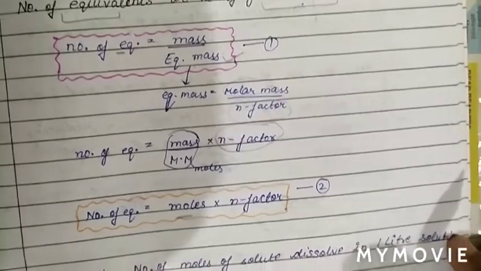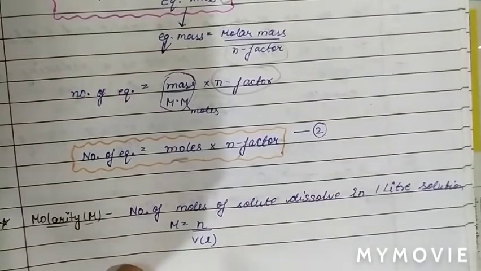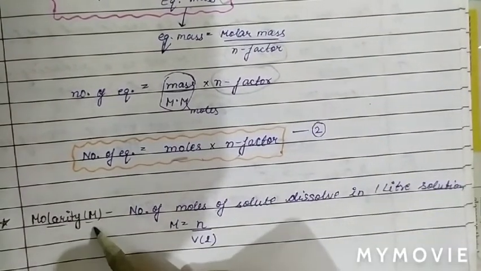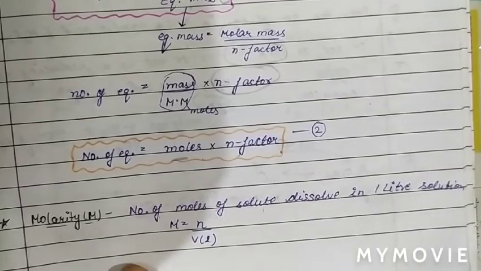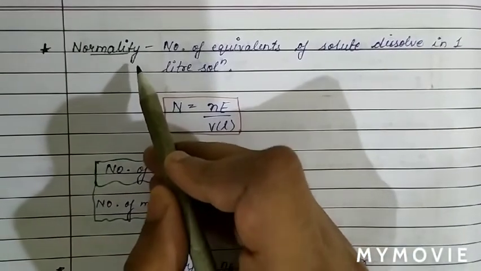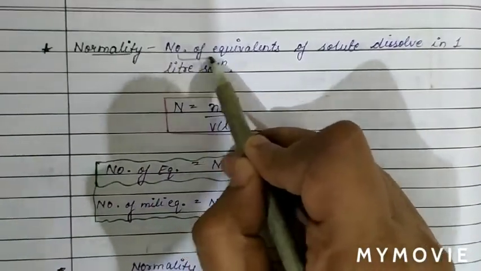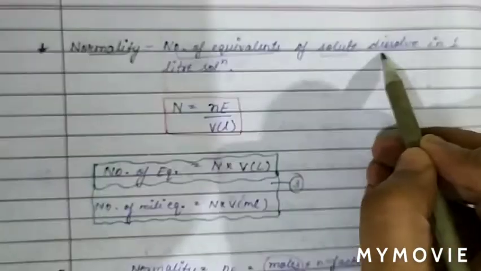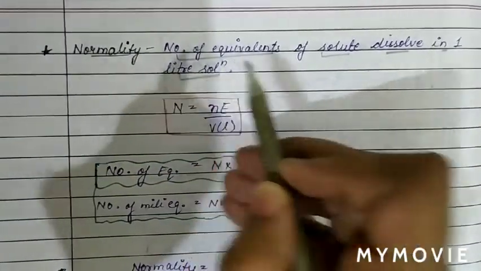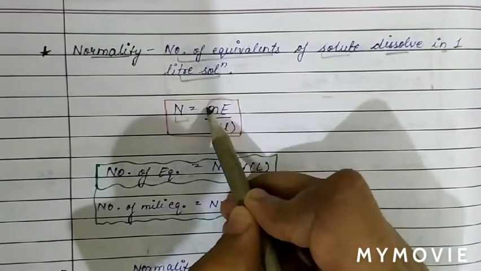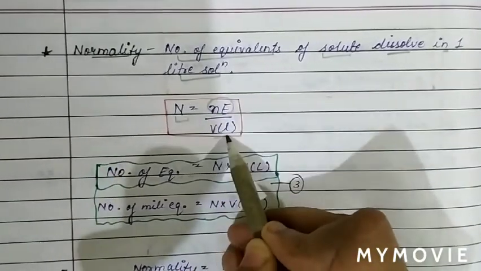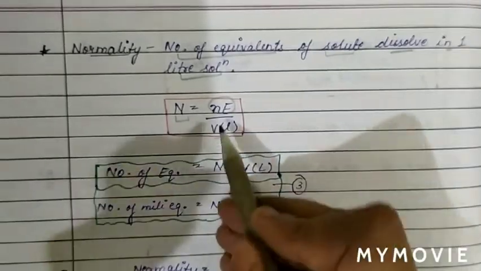See the next definition. Molarity we have already discussed. As we know, molarity is number of moles of a solute dissolved in 1 liter of solution. So normality is basically the number of equivalents of a solute dissolved in 1 liter solution. We can say normality is number of equivalents of solute present in 1 liter of solution.